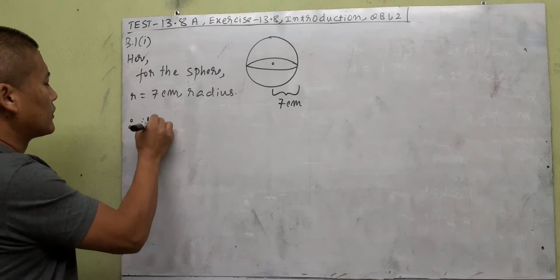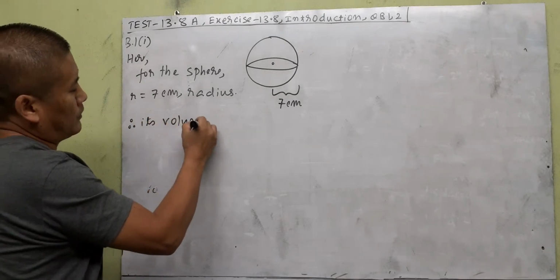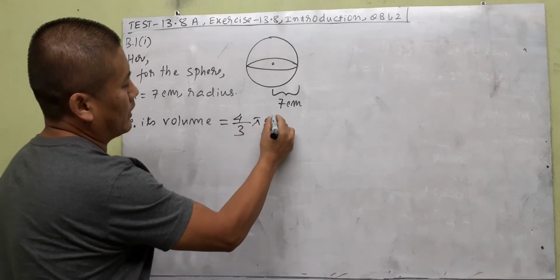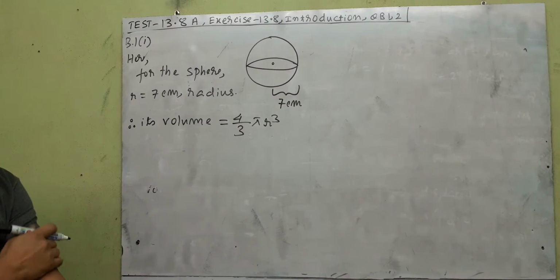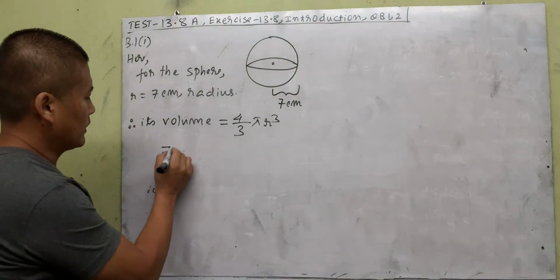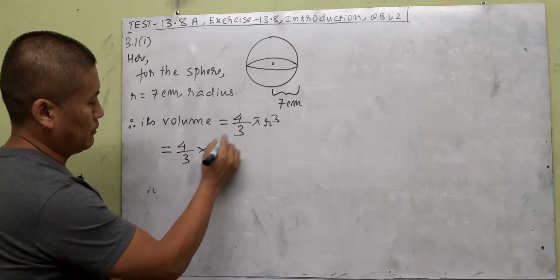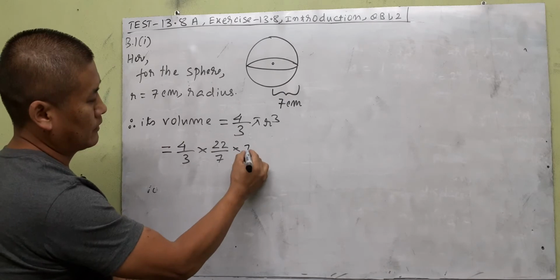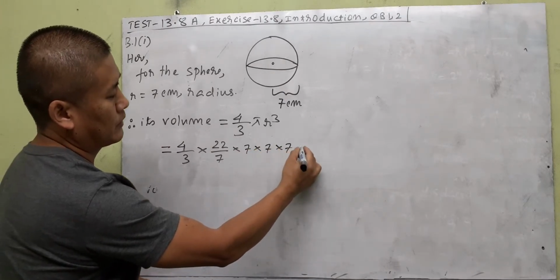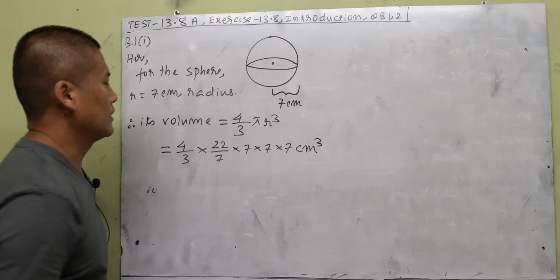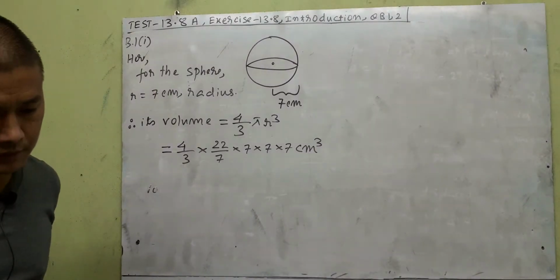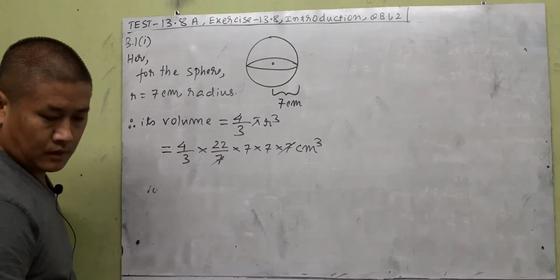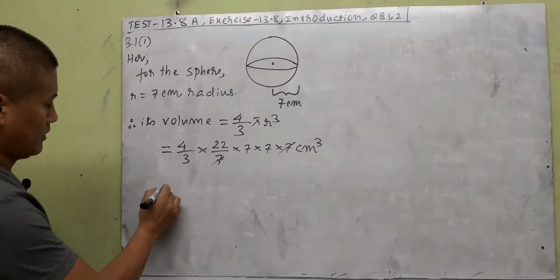Therefore, its volume will be equal to, just now we learned the formula, 4 by 3 pi r cube. Now we can just write down 4 by 3, pi not given means 22 by 7, into r cube, means here 7 has to be written 3 times, and volume is 3-dimensional, so centimeter cube. Then it's just a matter of cancelling 7, 7, and nothing more goes. So let us just multiply them.